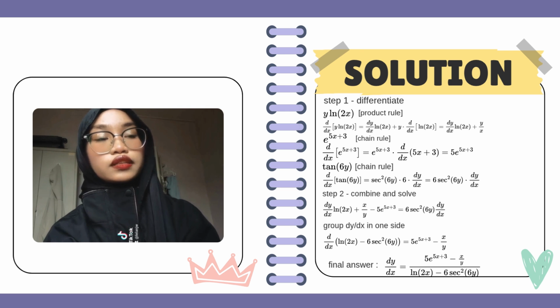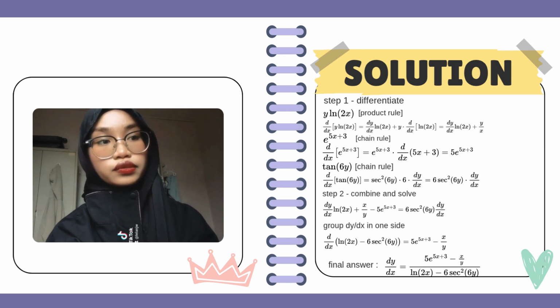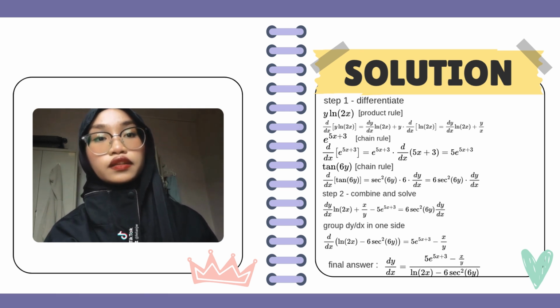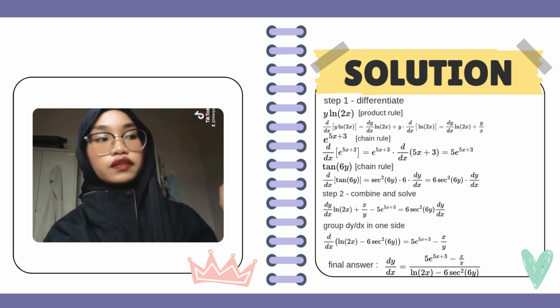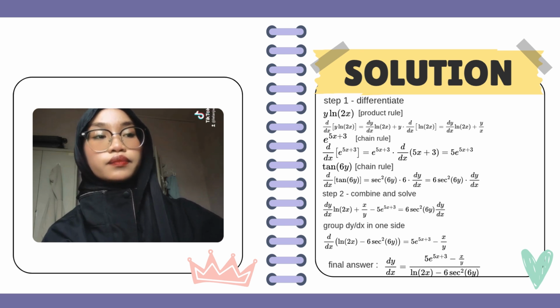And for the third one, tan 6y, we will also use chain rule. So d dx of tan 6y equals secant squared 6y multiply with 6 and multiply with dy dx, which equals 6 secant squared 6y multiply with dy dx.